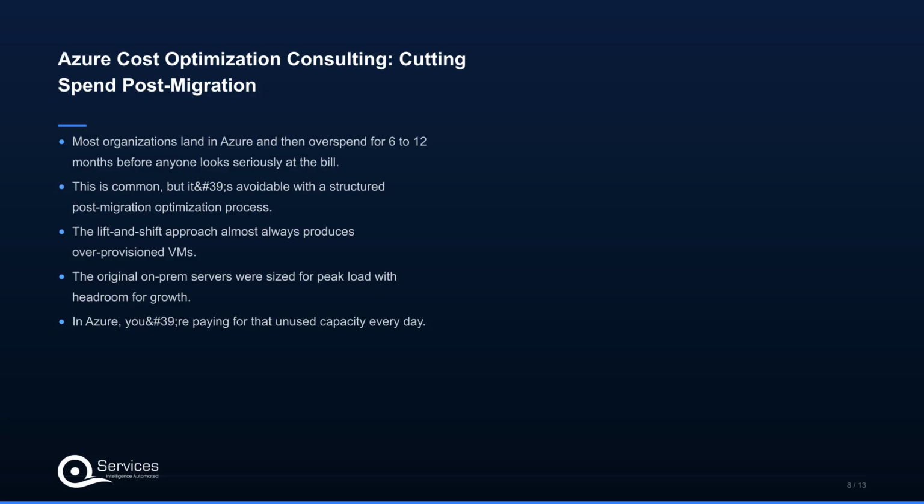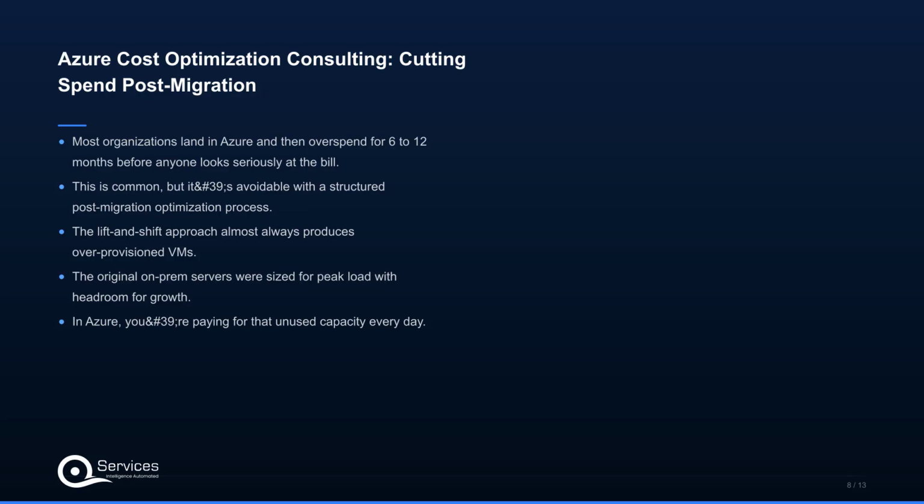The lift-and-shift approach almost always produces over-provisioned VMs. The original on-prem servers were sized for peak load with headroom for growth. In Azure, you're paying for that unused capacity every day. Azure Cost Optimization Consulting focused on right-sizing typically identifies 20 to 40% waste within the first 90 days post-migration.